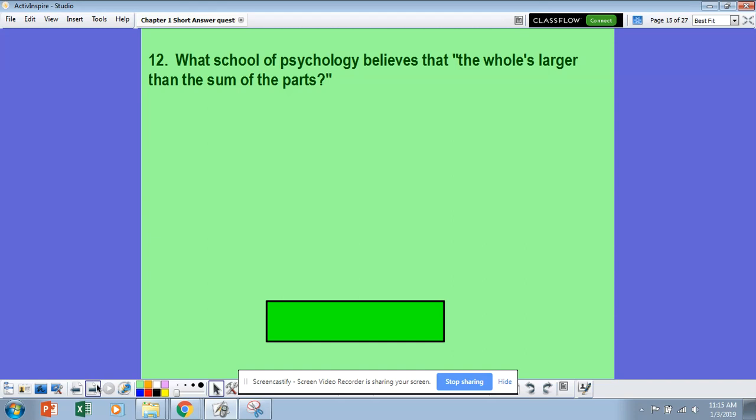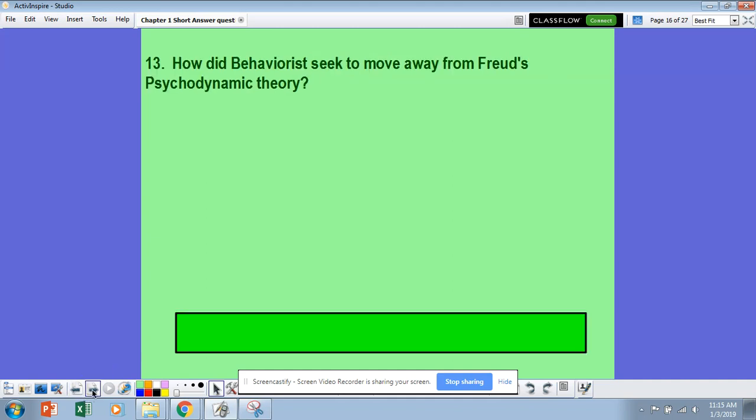Number 12, what school of psychology believes that the whole is larger than the sum of its parts? And that would be Gestalt psychology. Number 13, how did behavioralists seek to move away from Freud's psychodynamic theory? And this is how they did it. They wanted to study behaviors that could be observed as opposed to the unconscious. And if you want to make psychology more scientific, it's a little easier to conduct scientifically designed research on behaviors than it would be with Freud's unconscious mind.